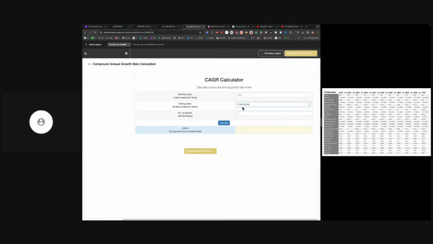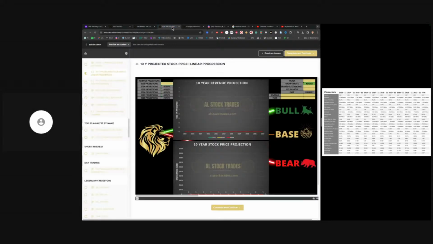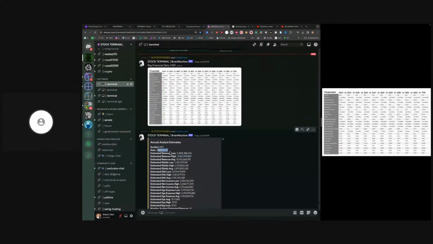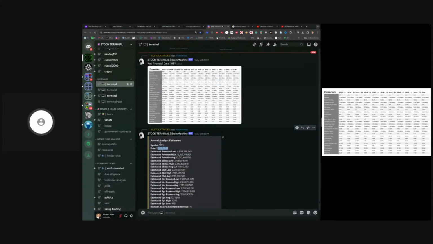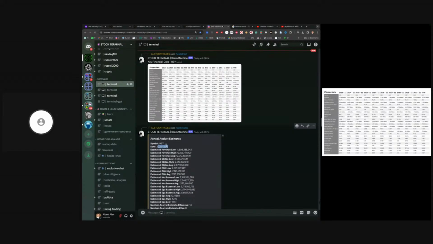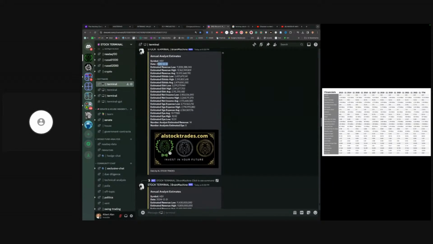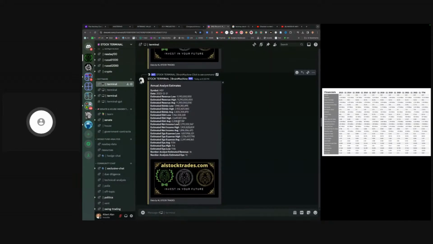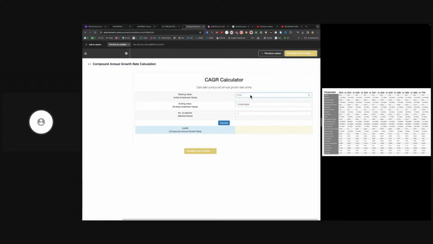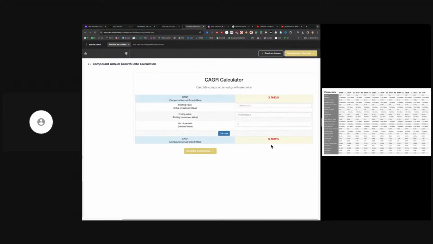I go here and type in, again, this is 2025, right? These are estimated revenues in 2025. Analysts give out 2 to 3 year estimations. And in 2023, we're expected to do anywhere around 11.2. So I copy this here and push this as the starting value. Then I take 25 minus 23, you get 2. You put 2 here, and you get an estimated growth of 3.79%.